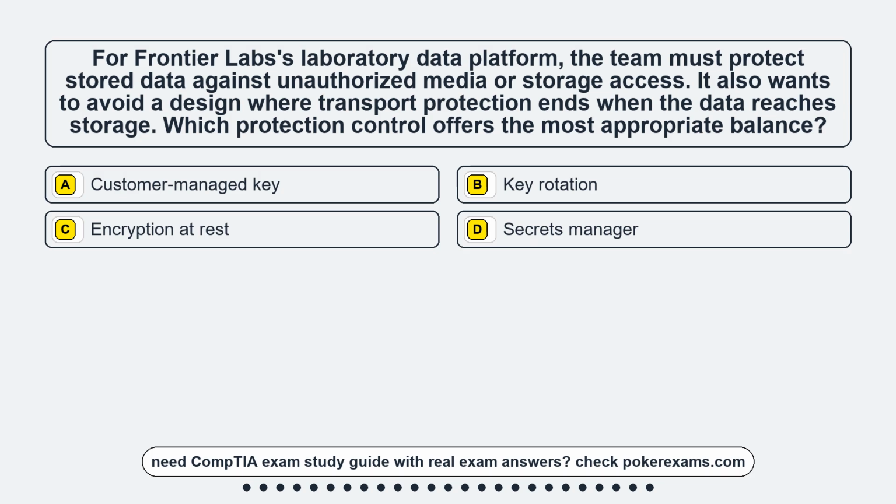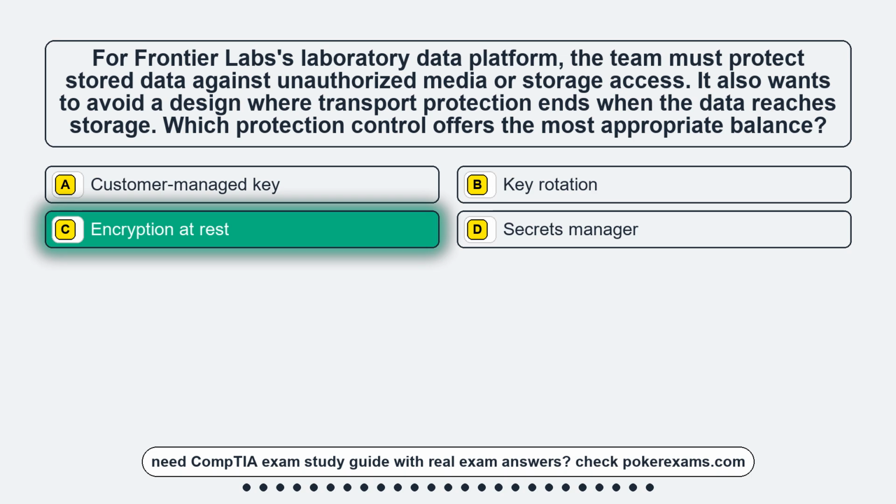Question 17. For Frontier Labs' laboratory data platform, the team must protect stored data against unauthorized media or storage access. It also wants to avoid a design where transport protection ends when the data reaches storage. Which protection control offers the most appropriate balance? Option A, customer-managed key. Option B, key rotation. Option C, encryption at rest. Option D, secrets manager. The correct answer is option C, encryption at rest.